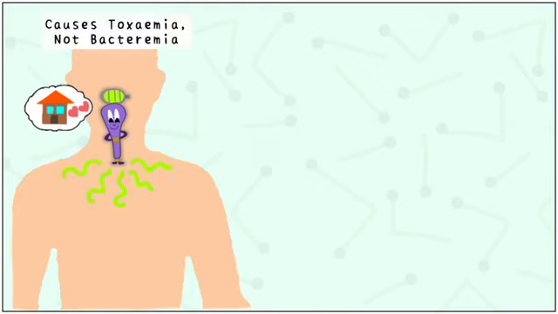Corynebacterium settles in the pharynx, where it makes its home. While the bacteria is only present locally, its toxin enters the bloodstream and spreads systemically. That is why diphtheria always causes toxemia and not bacteremia.